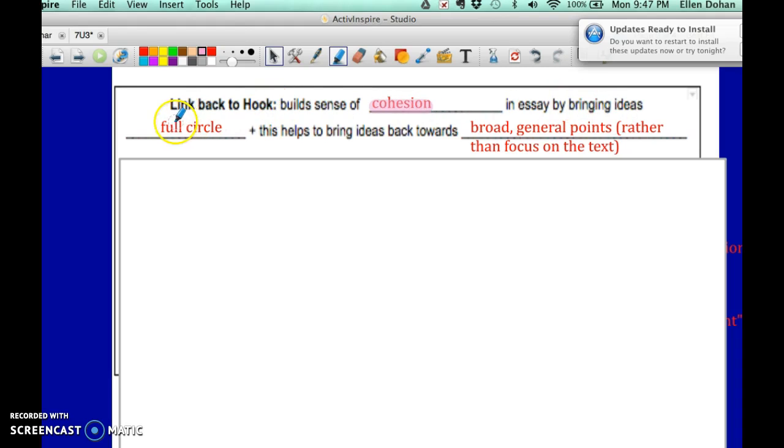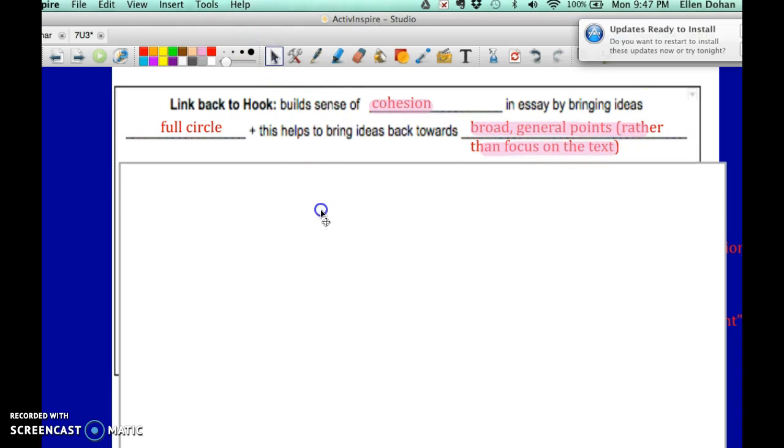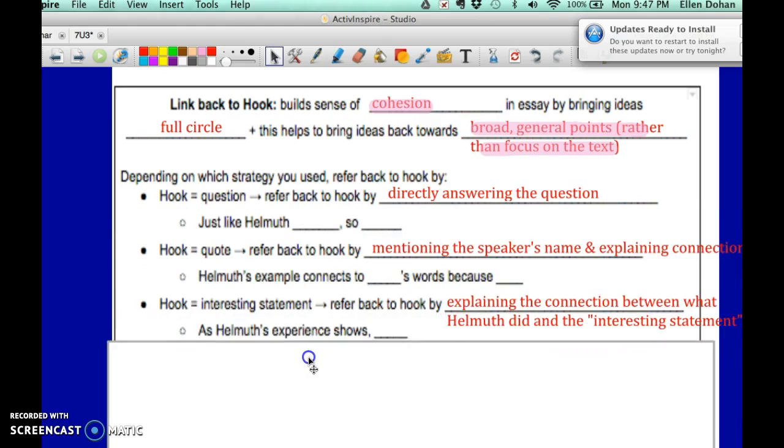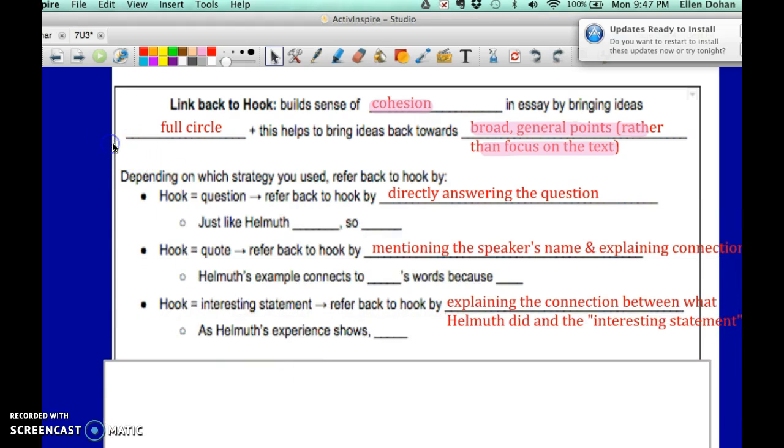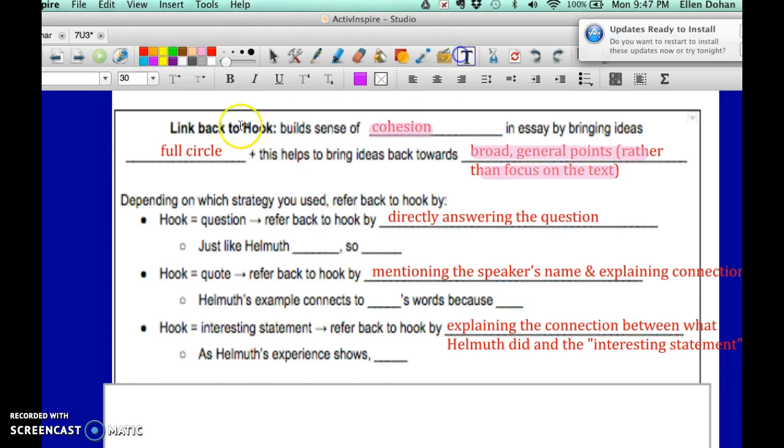So we're bringing our ideas full circle, and we're also moving back outward towards the broad general points rather than that specific focus on the text. So depending on which strategy you chose, you'll refer back to the hook in different ways. And again, these are just options.